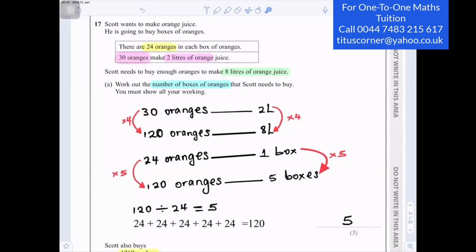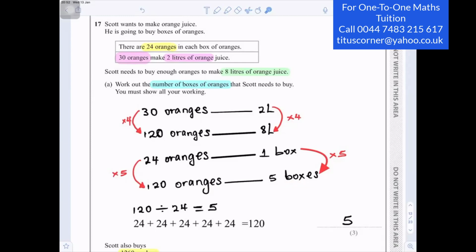Now, the next thing is, it says there are 24 oranges in one box. You buy the oranges in boxes. So 24 of the oranges are in one box. How many oranges would you have in 5 boxes? You times by 5, so you get 5 boxes on the left, and you have to do 24 times 5, you get 120 oranges. So 120 oranges will be in 5 boxes.